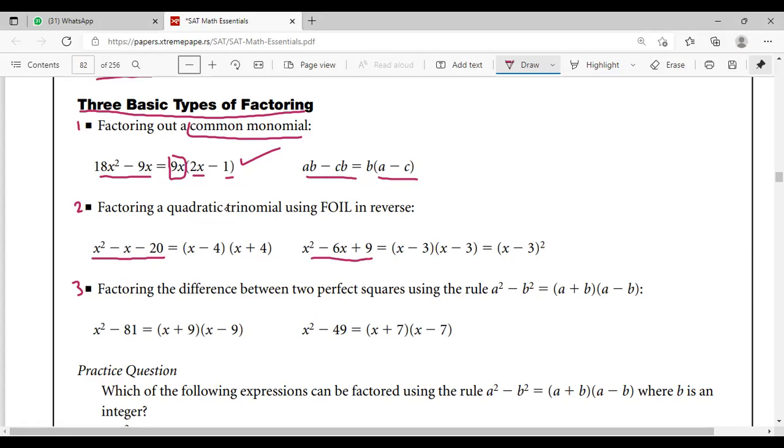Now we know that we need two numbers such that when we multiply them, we get minus 20x squared, and when we add them, we get minus x. So we have x squared plus 4x minus 5x minus 20. X can be taken common.